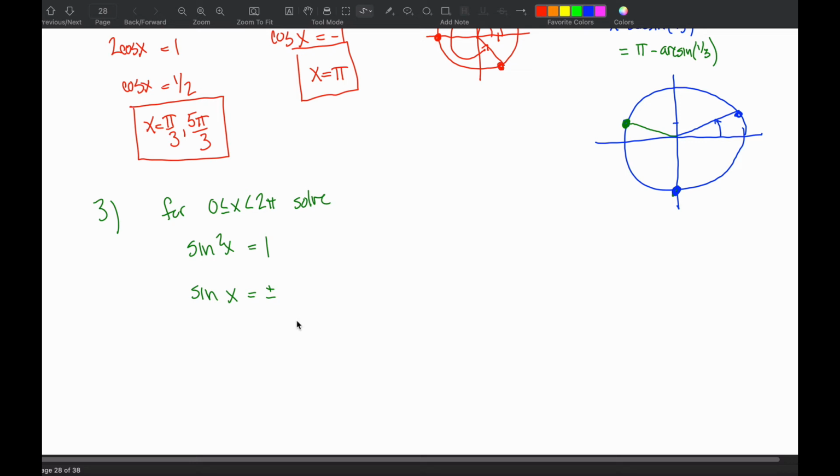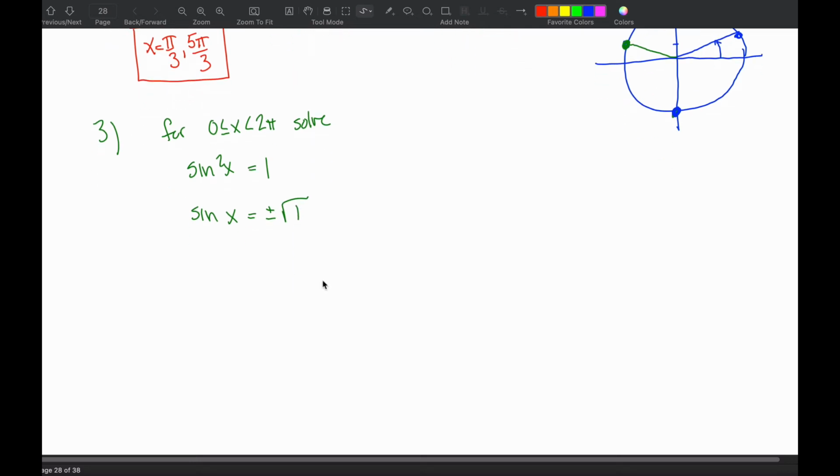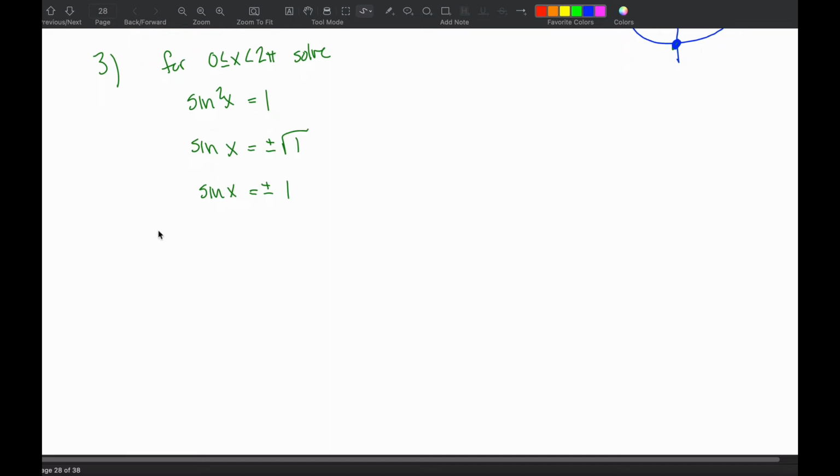But be careful, when you take the square root of both sides of the equation, you got to put in this plus or minus, and that'll be important. The sine of x equals plus or minus the square root of 1. Well, the square root of 1 is just 1. So what I'm looking for are values of x so that the sine of those angles is either positive 1 or negative 1. Maybe it'll help to write this twice. Sine of x equals 1. Sine of x equals negative 1.